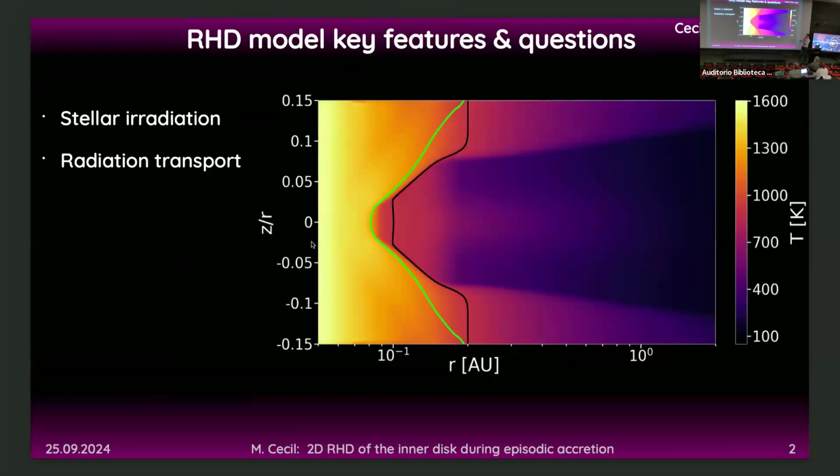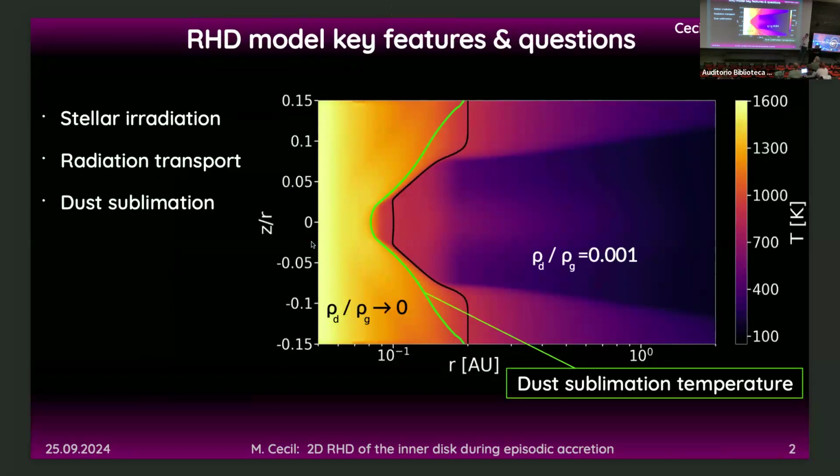Our disk is irradiated by a solar-like central star, and the radiation is reprocessed by the disk material using a radiation transport description. In this context, of course, dust plays an important role because the dust is the main contributor to the opacity of the disk material. We have a description for dust sublimation in our models. So here I plot on this green line the dust sublimation front, the dust sublimation temperature.